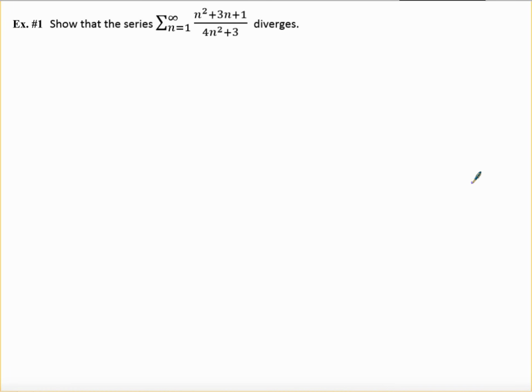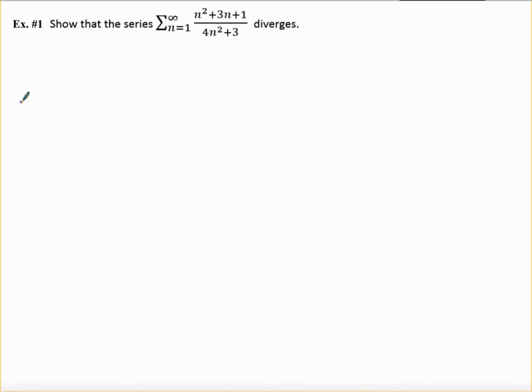This brings us to example number 1. We're supposed to show that this series diverges. My plan here is to show that the limit doesn't equal 0 or that the limit does not exist. If I can show that the limit isn't 0 or that the limit doesn't exist, then I've shown that it diverges. So how do I do that? Well, this is actually kind of fun. We've done it a little bit before.